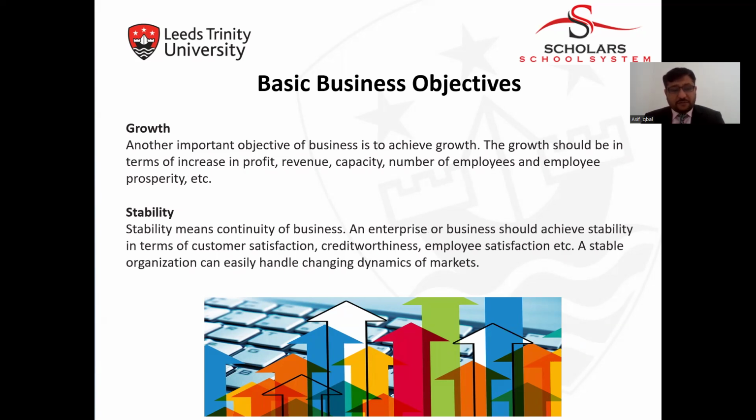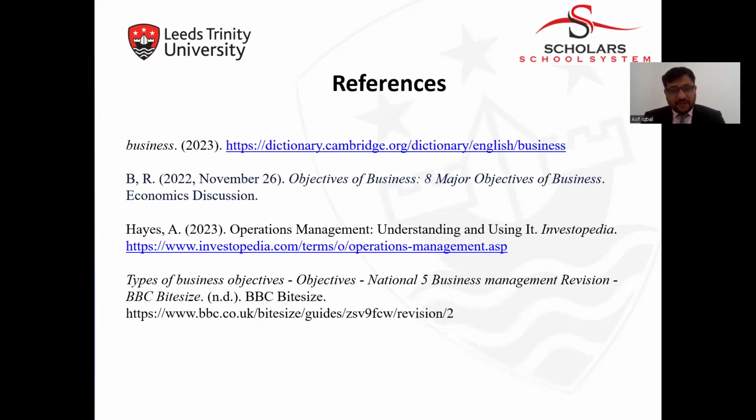The next objective is stability. Stability means continuity of business. Our enterprise should achieve stability in terms of customer satisfaction, creditworthiness, and employee satisfaction. A stable organization can easily handle the changing dynamics of the market. It means the company is stable in that it can satisfy its customers, and its employees are satisfied as well. So if these things are stable, then any organization can handle any type of change in the market. So that's the objective as well.